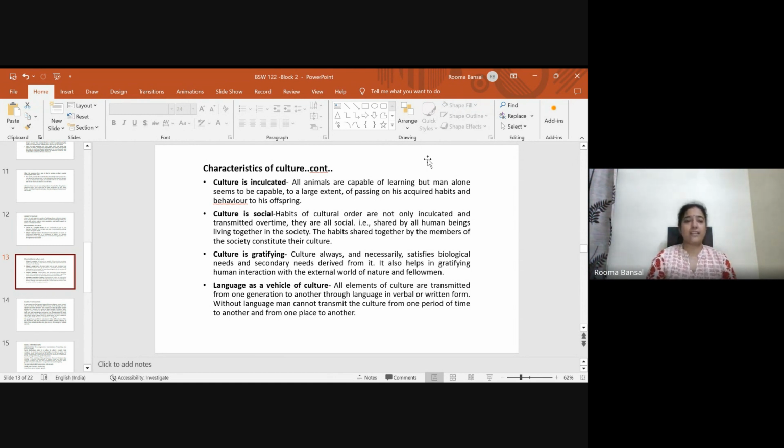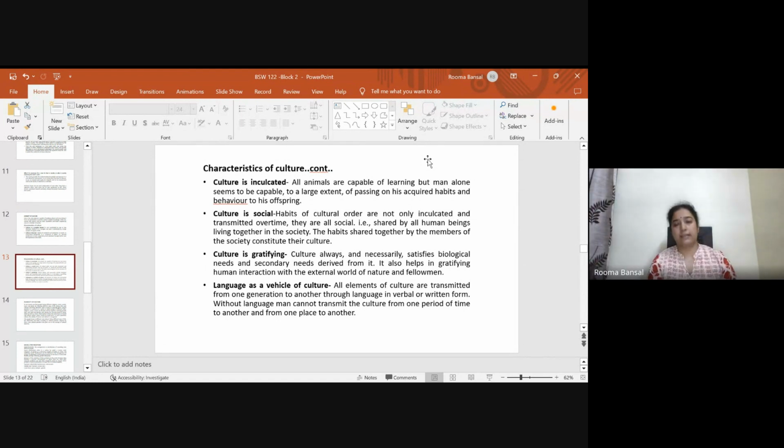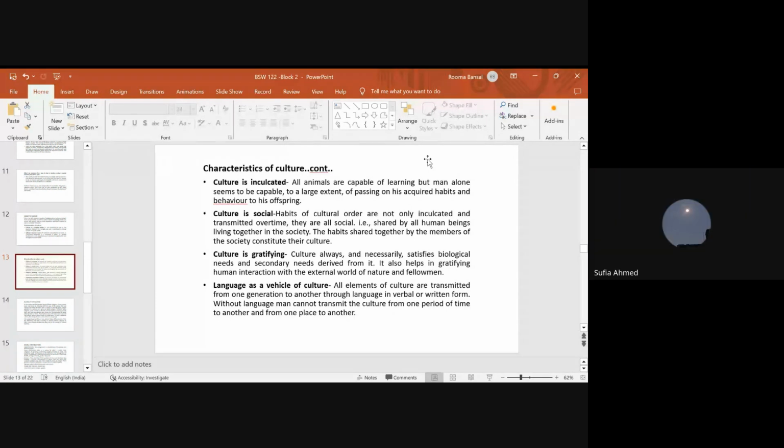What does it mean? Culture is gratifying. Can anybody explain what is gratifying? Ma'am, I believe gratifying is fulfilling our needs and giving us things that we need, like all kind of support and resources. I believe, ma'am, gratifying is a sense of fulfillment. Yes, correct. Means you are getting satisfaction emotionally.